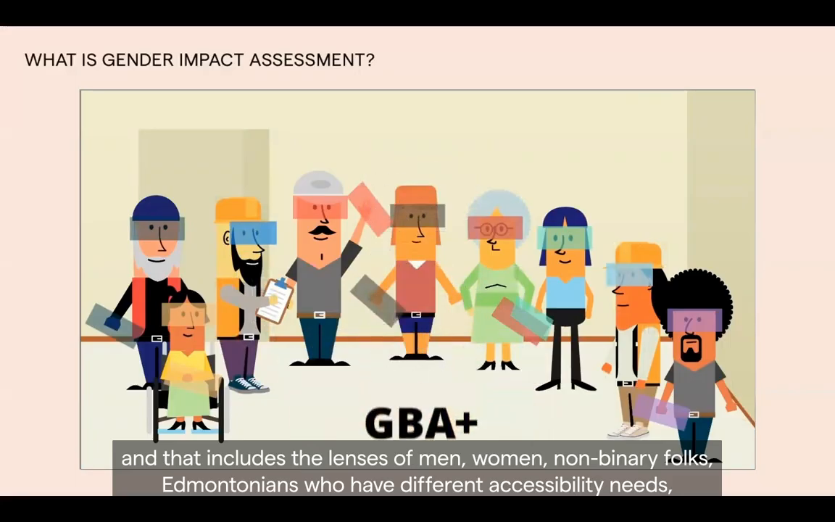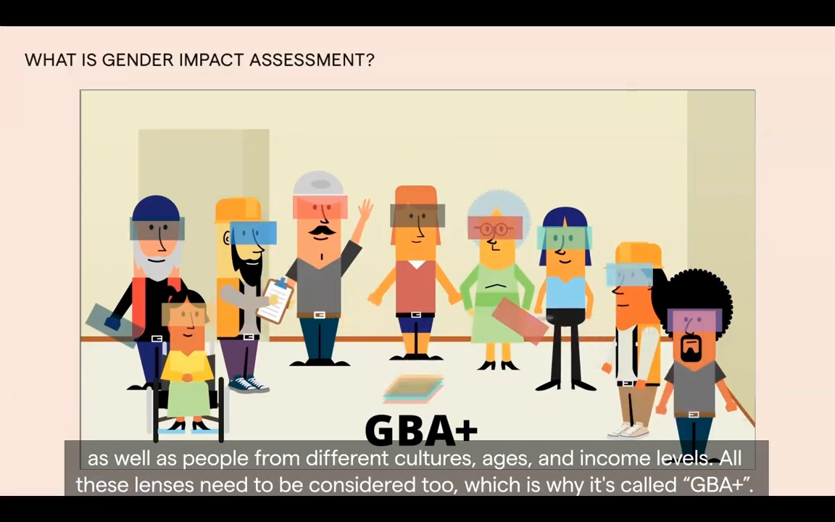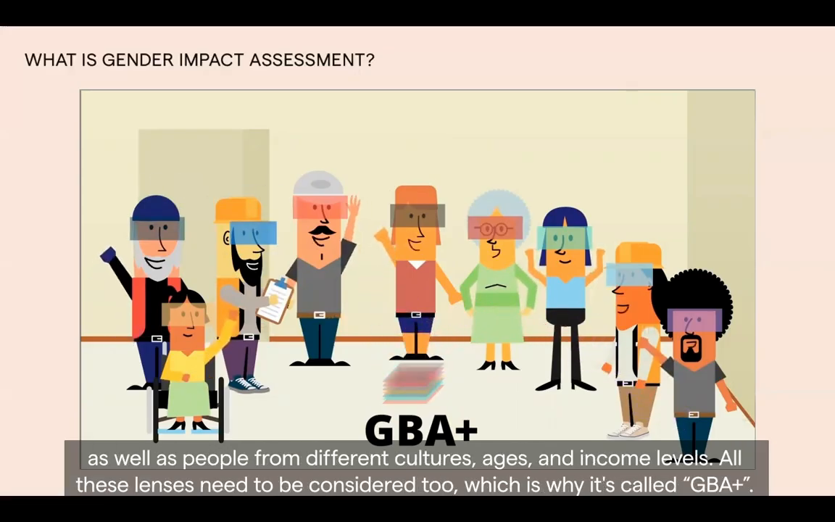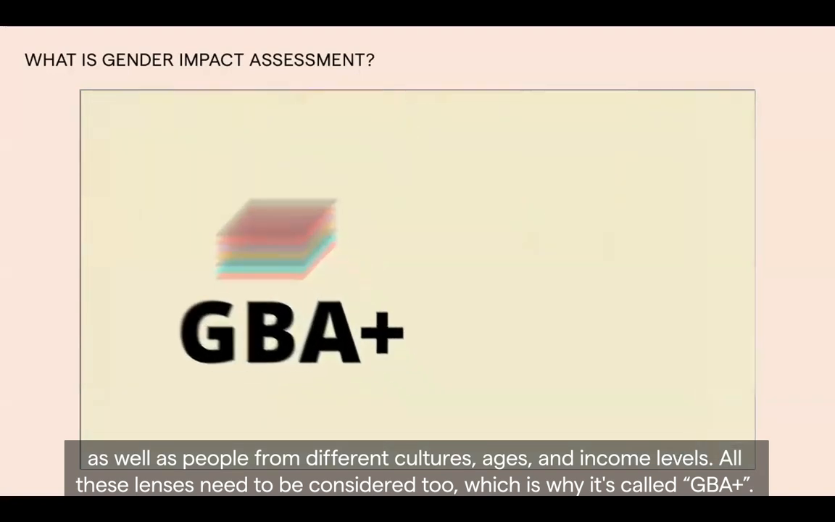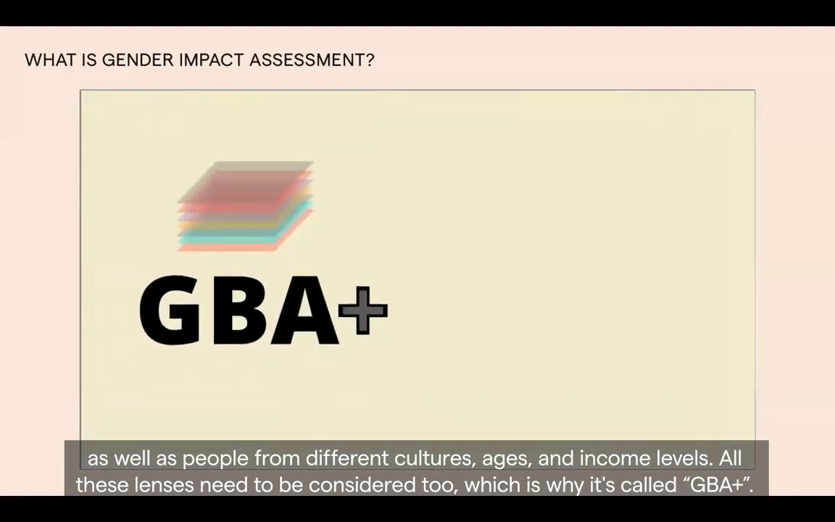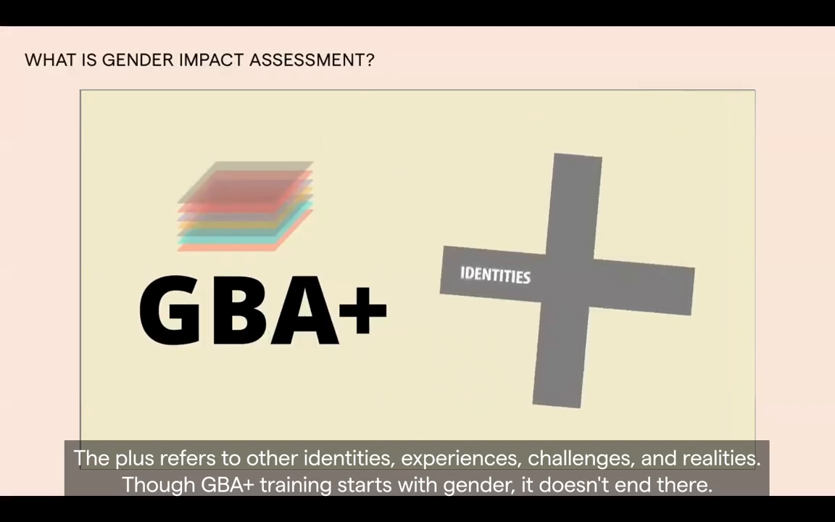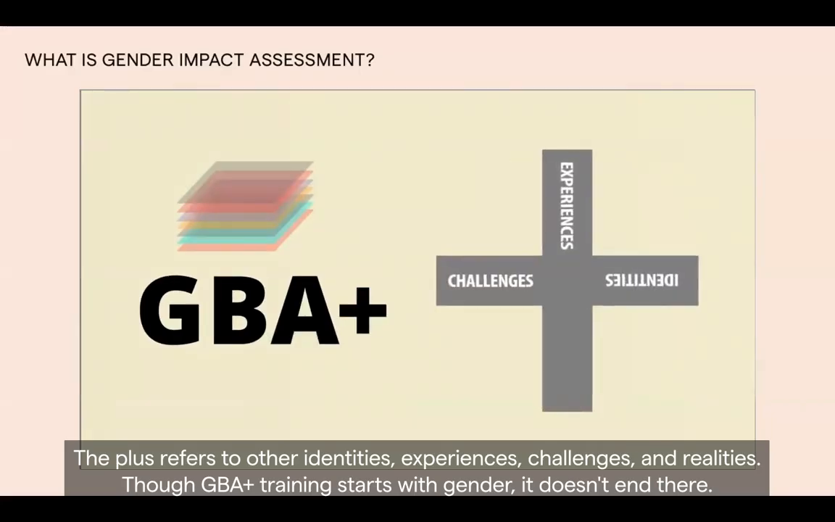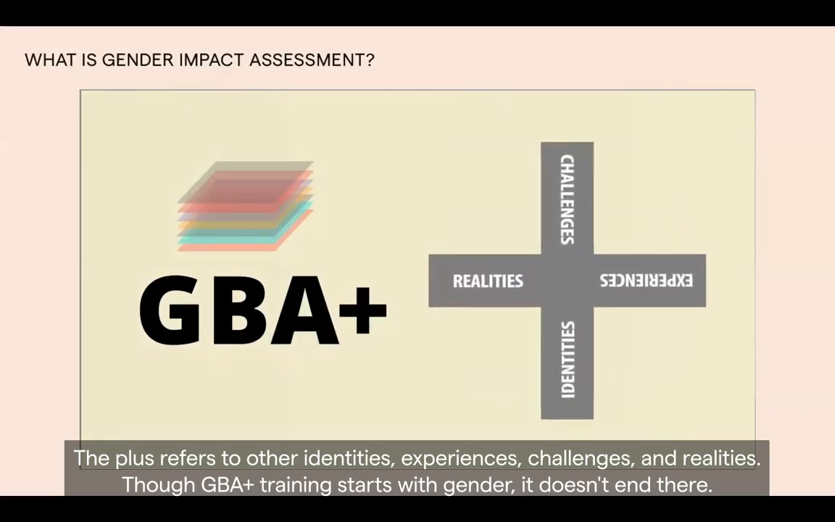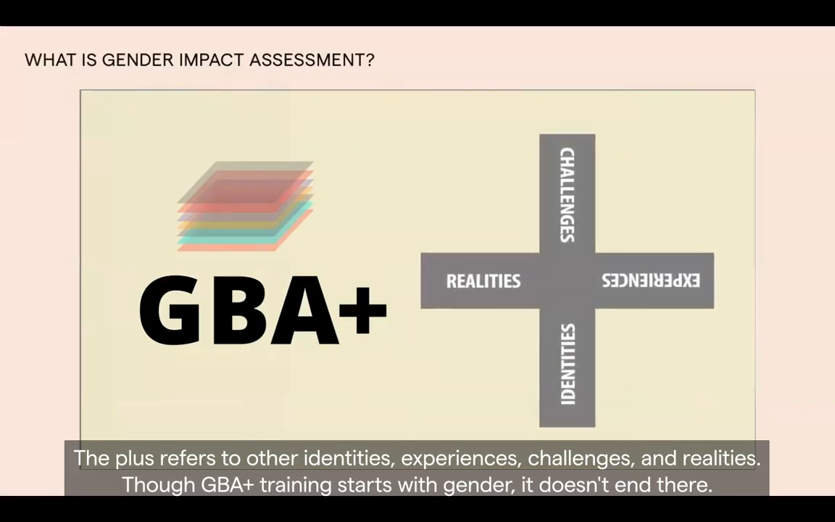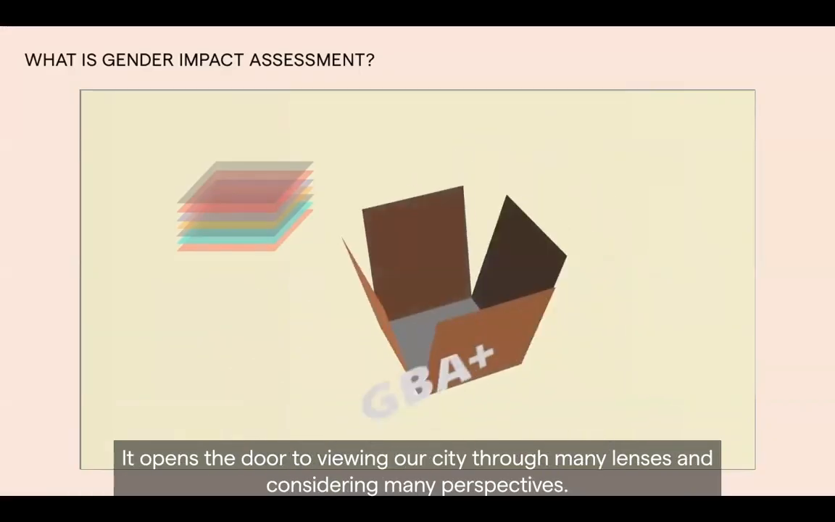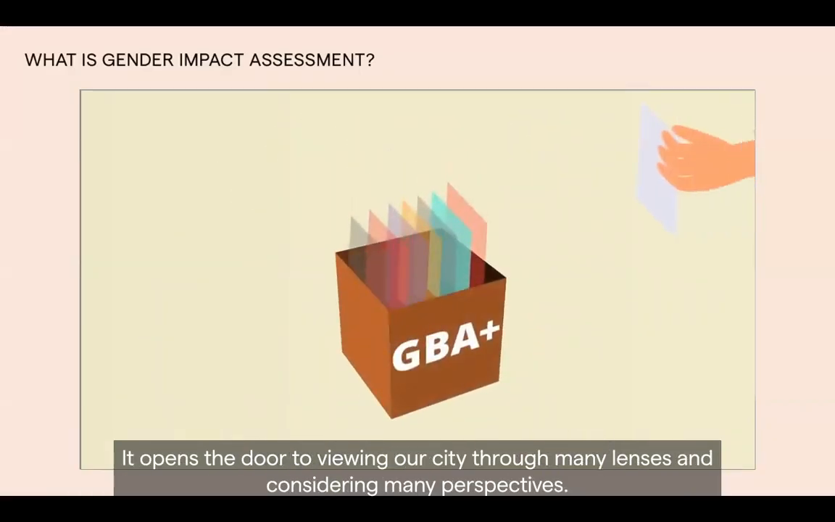And that includes the lenses of men, women, non-binary folks, Edmontonians who have different accessibility needs, as well as people from different cultures, ages, and income levels. All these lenses need to be considered too, which is why it's called GBA+. The plus refers to other identities, experiences, challenges, and realities. Though GBA Plus training starts with gender, it doesn't end there. It opens the door to viewing our city through many lenses and considering many perspectives.